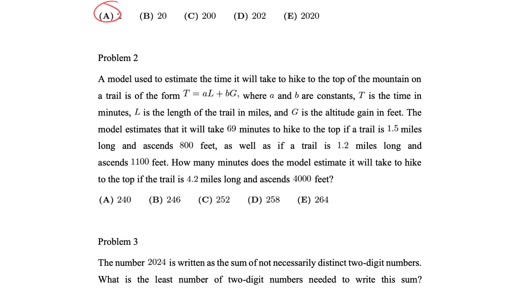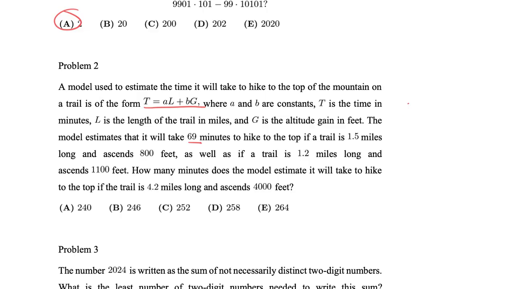All right, this next question is a modeling problem. Basically, we say that the time is determined by the length of the trail and the altitude gain. And the model estimates that it takes 69 minutes to hike the trail if it is 1.5 miles and ascends 800 feet. So one thing we can do here is just write down an equation, right? So you have A times the length of the trail in miles, 1.5, plus B times 800 feet ascension.